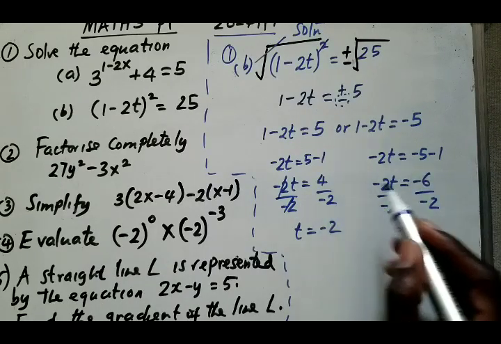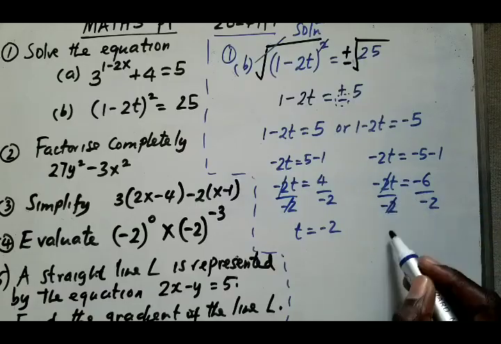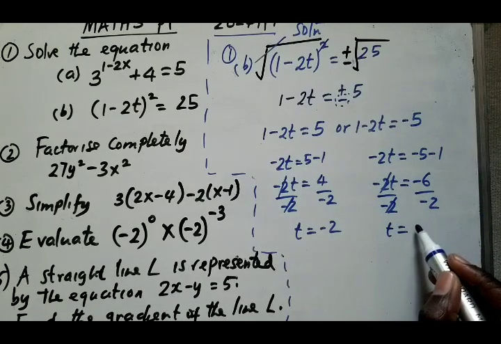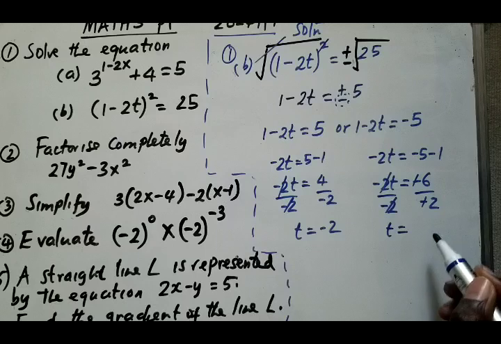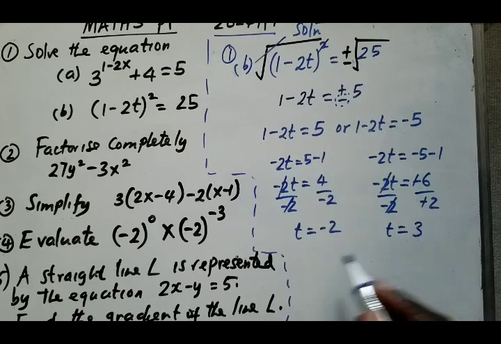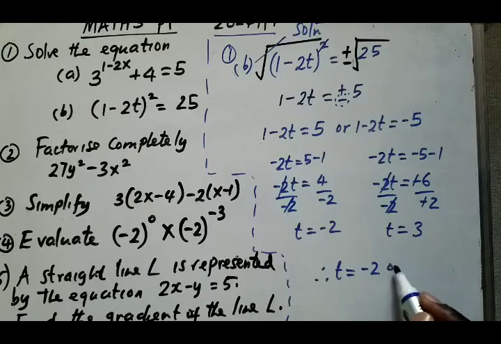What I do on the left hand side, I'll do it on the right hand side. So meaning that t is equal to this negative, and that negative will cancel. 6 divided by 2 is 3. Therefore, t can either be -2 or it could be 3. And that's what you needed to do there. It's not complicated, it's very simple.